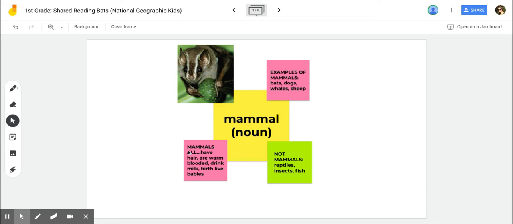And what makes you a mammal? Well, all mammals have hair. They are warm-blooded. They drink milk as babies, and the female mammals give birth to live babies. So some things that aren't mammals are reptiles, insects, fish. Like a fish doesn't have hair, and a fish doesn't give birth to live babies. Okay, so as we read about bats, we'll remember that bats are an example of a mammal.